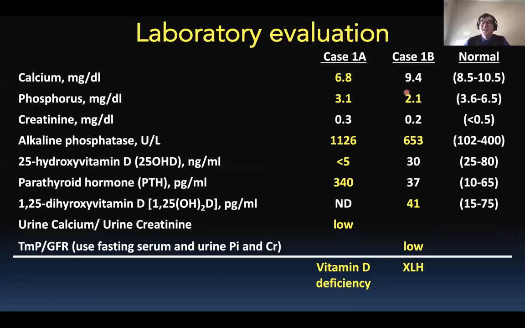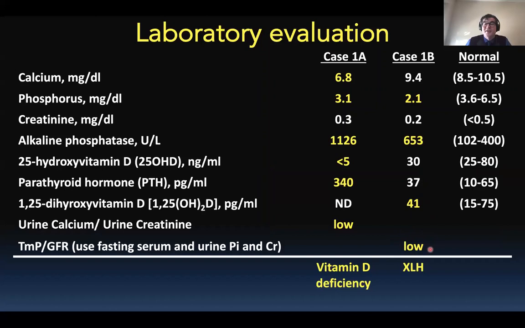The second case, the 4-year-old girl, had a low serum phosphorus, but normal calcium, normal 25D levels, and had a 125D that would be considered inappropriately low in response to the phosphorus. It really should be high in response to hypophosphatemia. And that's a clue to the underlying mechanism.